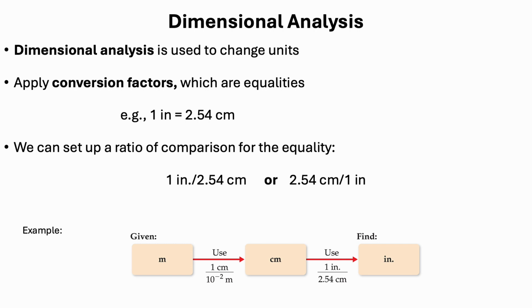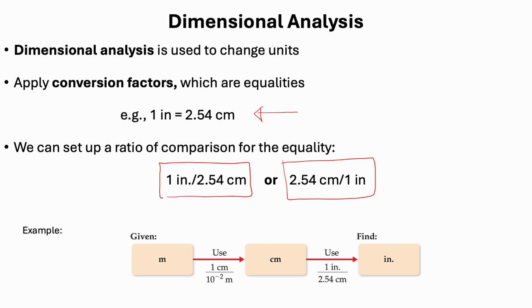There is one conversion factor given here. 1 inch equals 2.54 centimeters. This conversion factor can be written in two different ways. We use 1 inch as the numerator and 2.54 centimeters as the denominator. The other method is we use 2.54 centimeters as the numerator and 1 inch as the denominator.